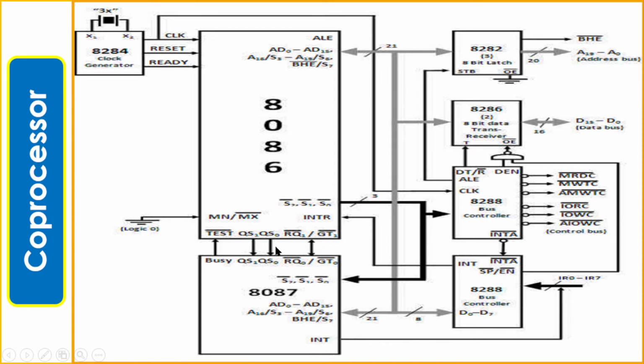For the connection between the microprocessor and the coprocessor, there is a TEST signal on the microprocessor that is connected with the 87 BUSY signal.